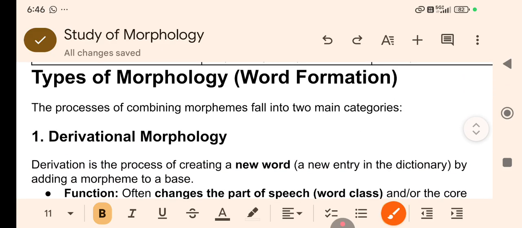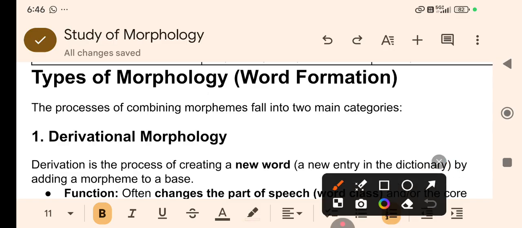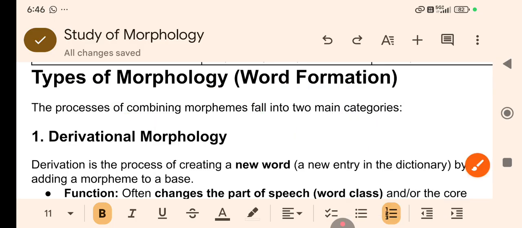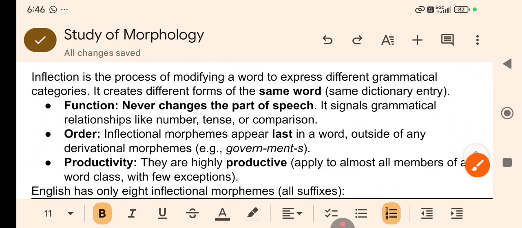Now, types of morphology: word formation. Types of morphology means word formation. Here the process of combining morphemes falls into two main categories, that is, how words are formed. So there are two types of word formation, or two types of morphology. First is derivational, second is inflectional.